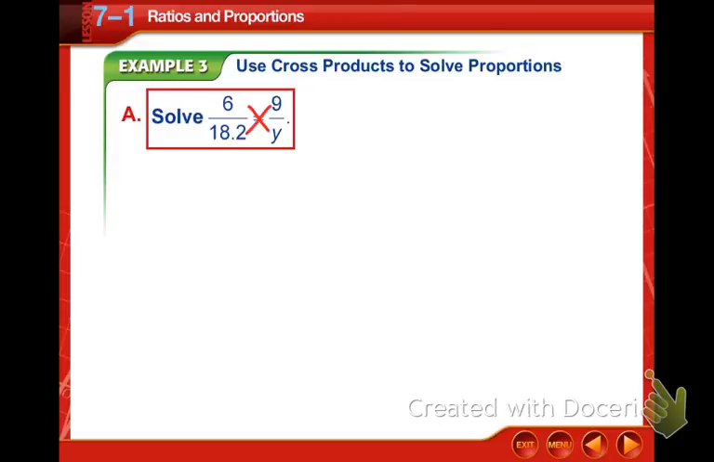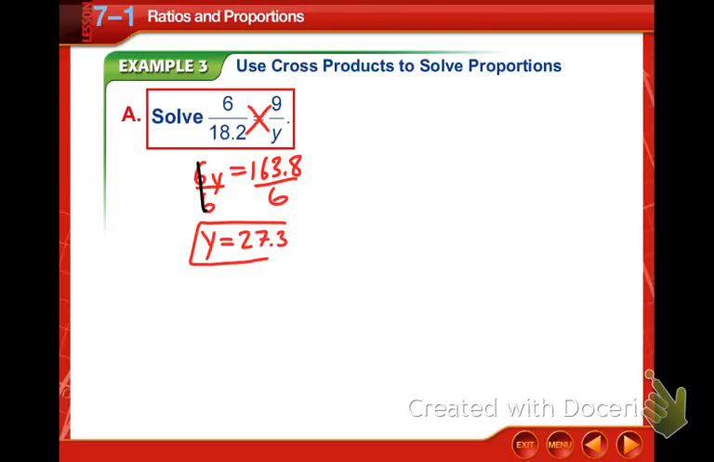So 6 times y is 6y. And 9 times 18 is 163.8. Then we divide by 6 on both sides. And y is equal to 27.3. That's all we needed to find.